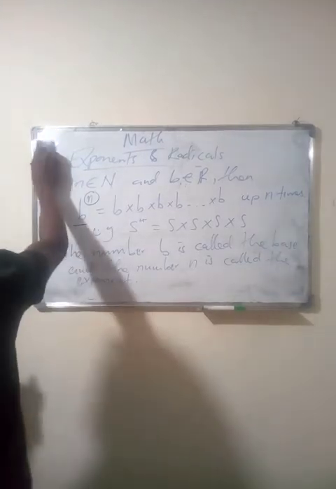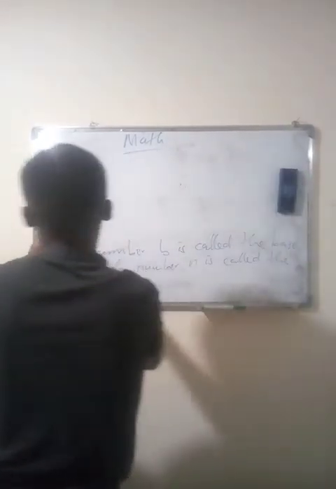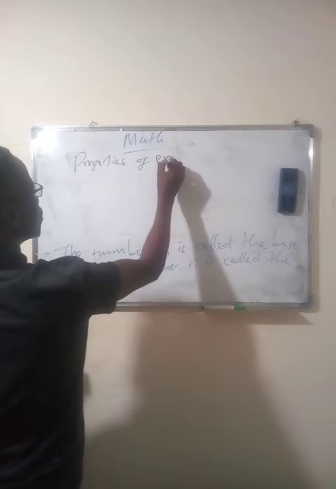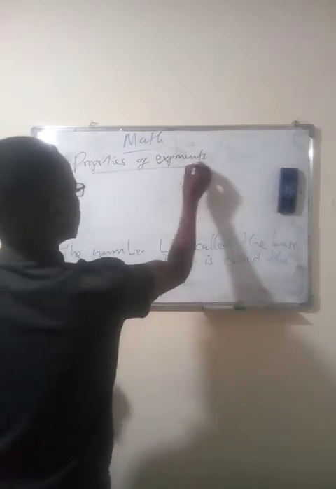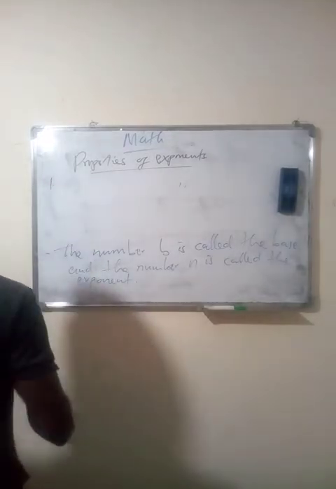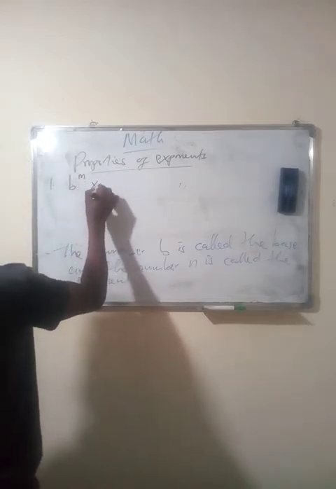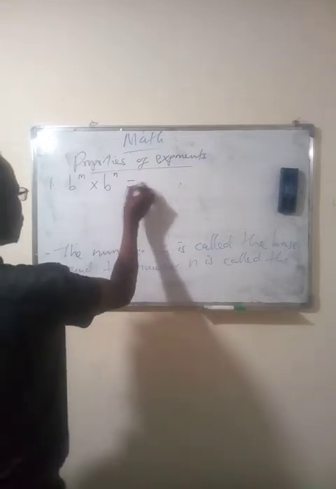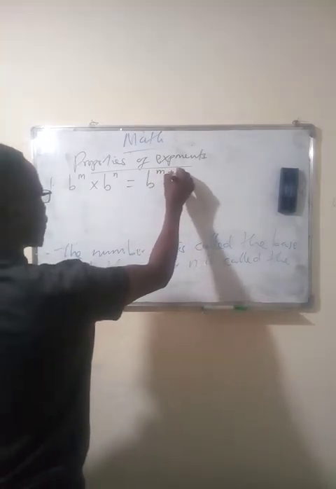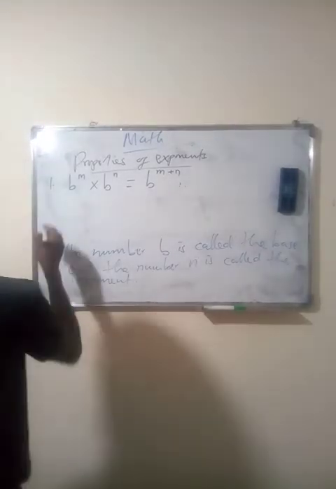Now, the first one that we're going to look at, so we want to look at properties of exponents. So, we're saying that number one, right? If we say, let's say b to the power m multiplied by b to the power n, all right? This is going to be equal to b to the power m plus n, okay? So that is one property of exponents.